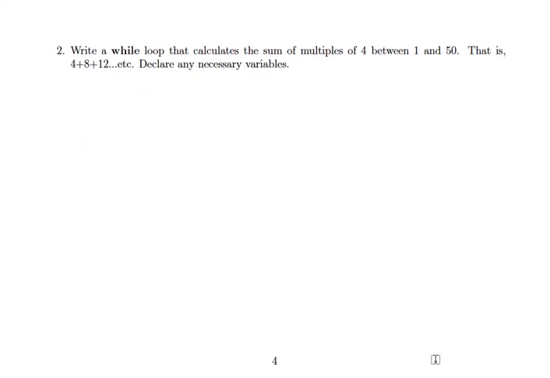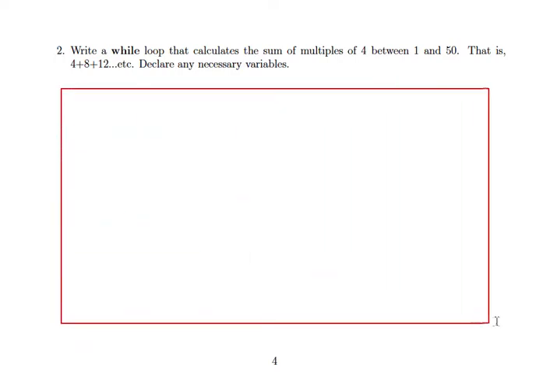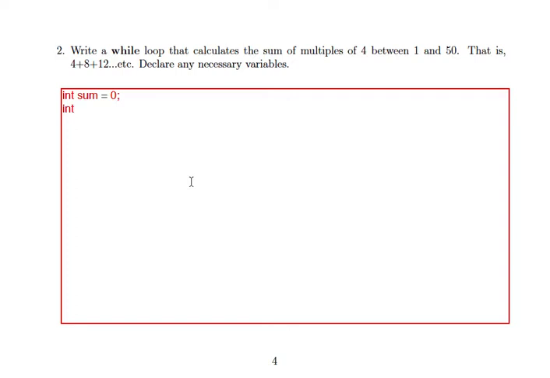Okay, part 2, write a while loop that calculates the sum of multiples of 4 between 1 and 50. It actually sounds more like a for loop to me, but I'm peeking at number 3 below, and I'm seeing that that's exactly what you have to do for the next one. So, write a while loop that calculates the sum of multiples of 4 between 1 and 50. 4 plus 8 plus 12, and so on. Okay, so I need a variable for the sum. It starts at 0, and I need a variable to keep track of where I am, potentially. I think if I'm using a while, int cur_num equals 4. And we'll say between 1 and 50.